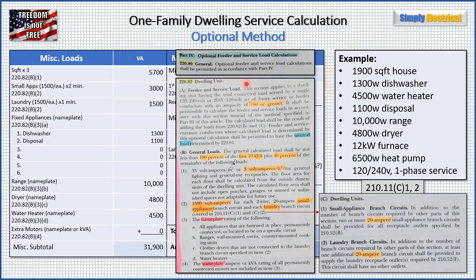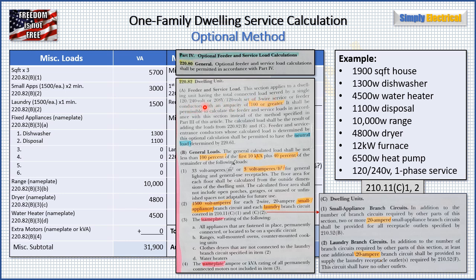Now there are some stipulations on when you can and cannot use the optional method of calculation, and we'll read about that right here in 220.82(A). So it says dwelling unit, feeder and service load. This section applies to a dwelling unit having the total connected load served by a single 120/240 volt or 208Y/120 volt set of 3-wire service or feeder conductors with an ampacity of 100 or greater. Okay, so that's telling you that this is the only time you can use the optional method. It's got to be 100 amps or greater, first of all, and it's got to be these voltages.